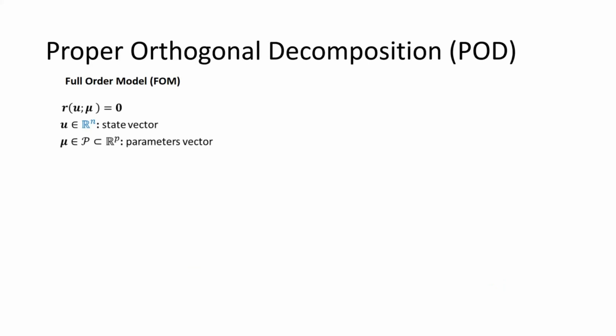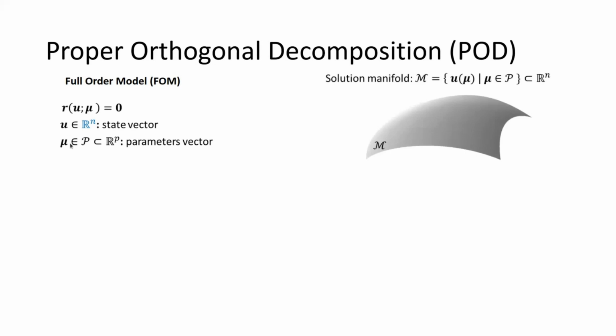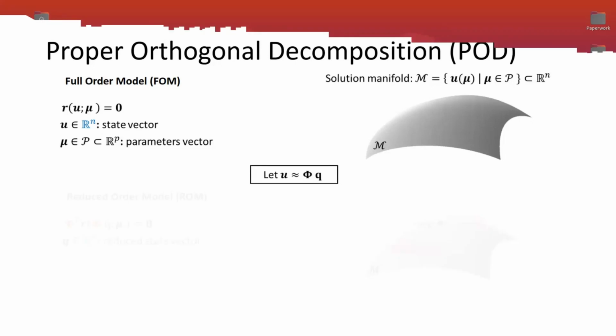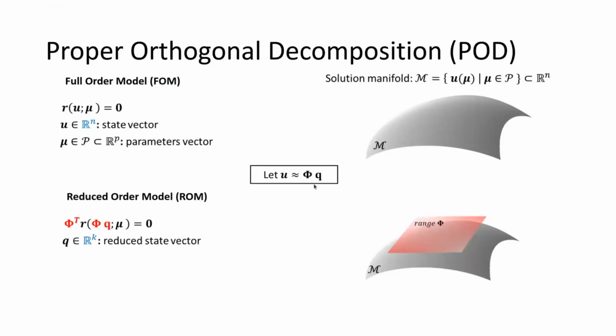So just very quickly, what the POD is: we have this residual formulation and our state vector, which depends also on the parameters vector. And this lives in this solution manifold, which is nothing but the set of all solutions for all parameters. In POD, we assume this kind of linear approximation. And so if this is true, then we can project our residual in this way. And what is phi? In this case, it comes from the snapshot matrix for m parameter vectors. We take the singular value decomposition of that and we truncate it. And that is the optimal basis.